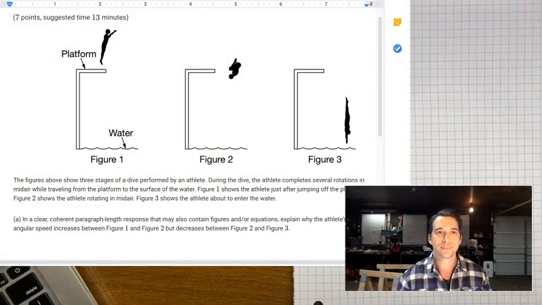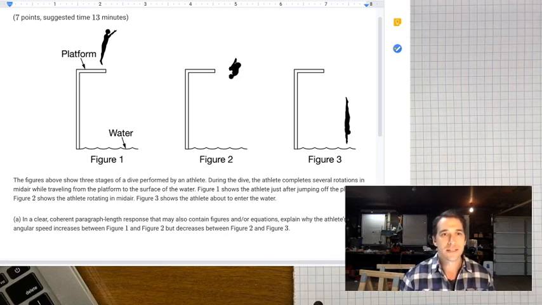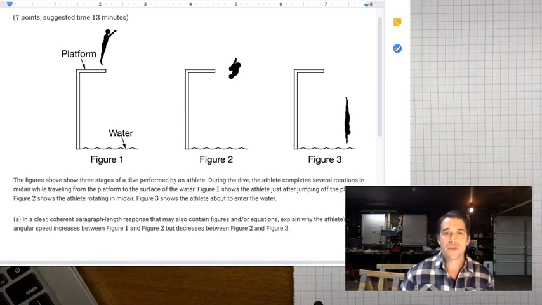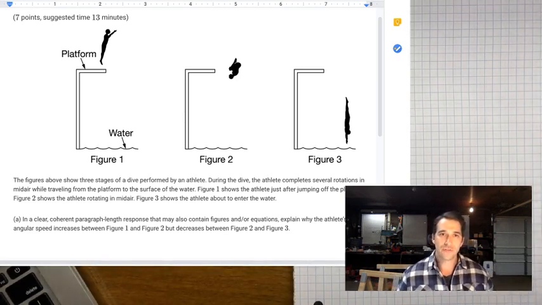Here we have a question. I'm just going to read it. We have three pictures of a diver jumping off a platform. Looks like they're flipping. It says, the figures above show three stages of a dive performed by an athlete. During the dive, the athlete completes several rotations in midair while traveling from the platform to the surface of the water. Figure 1 shows the athlete just after jumping off the platform. Figure 2 shows the athlete rotating in midair. Figure 3 shows the athlete about to enter the water. All that stuff, really straightforward. You could see it right in the picture.